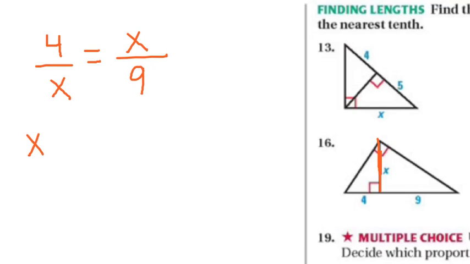Cross multiply and solve. x squared equals 36. Take the square root of both sides, and x equals 6.